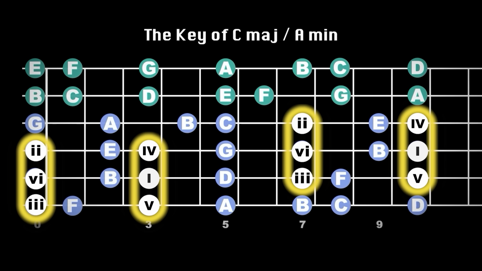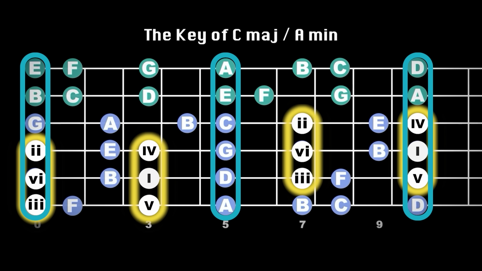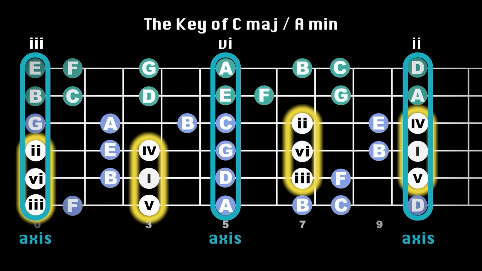On the 5th fret, we find the notes of the C major A minor pentatonic scale aligned. The open strings and the 10th fret comprise the two other pentatonic alignments, which we'll call axis positions, and we'll number them based on the key degree of their lowest and highest notes.